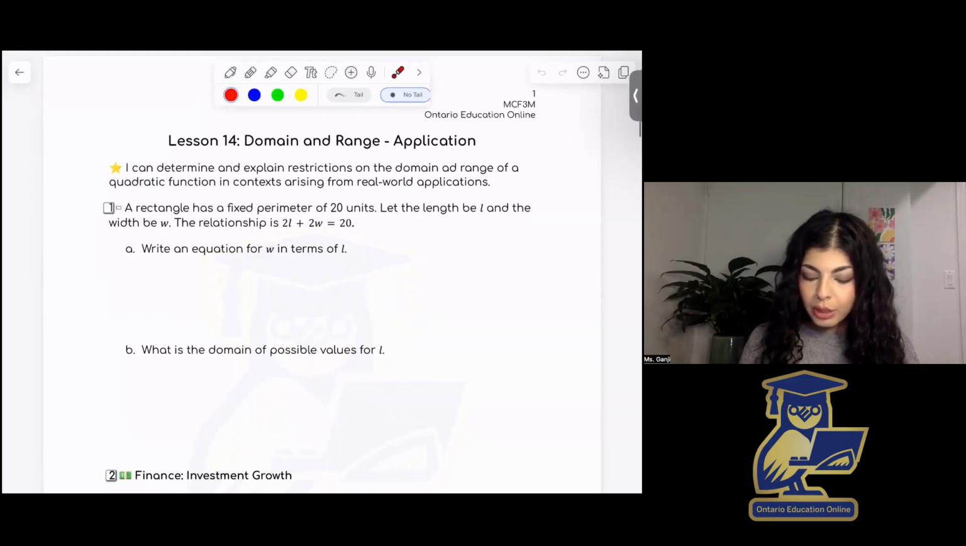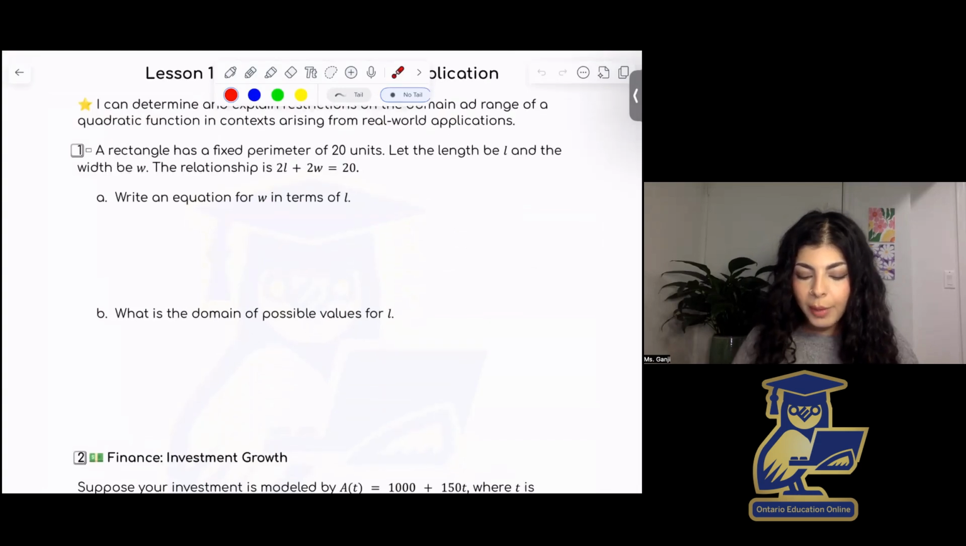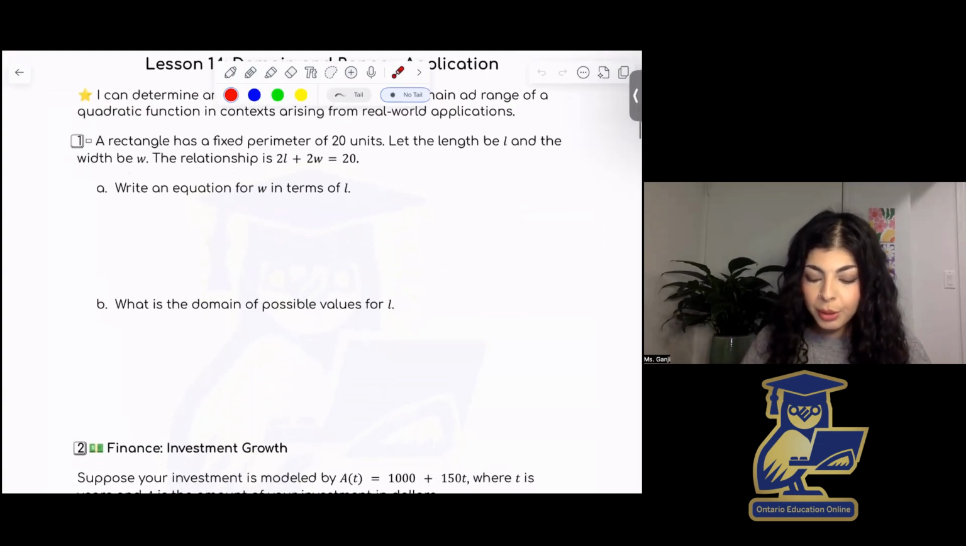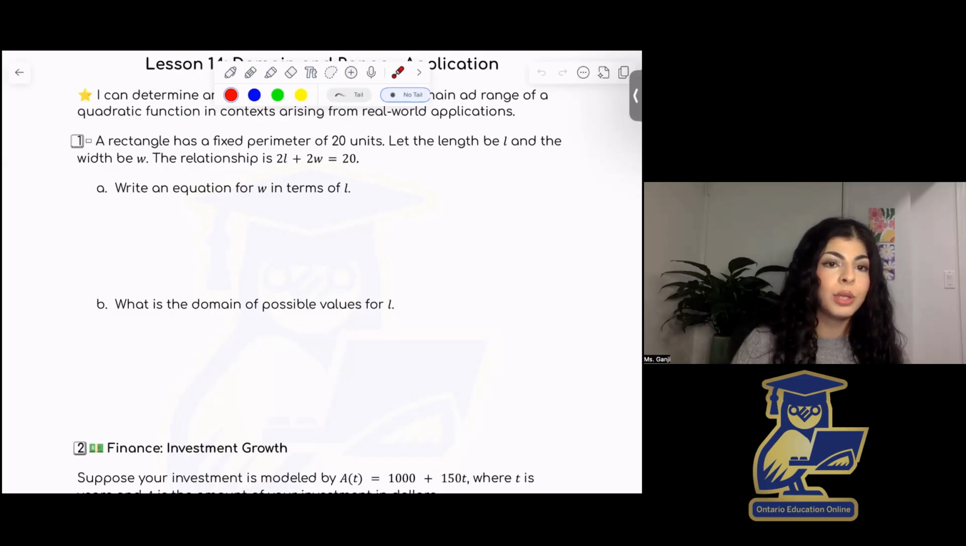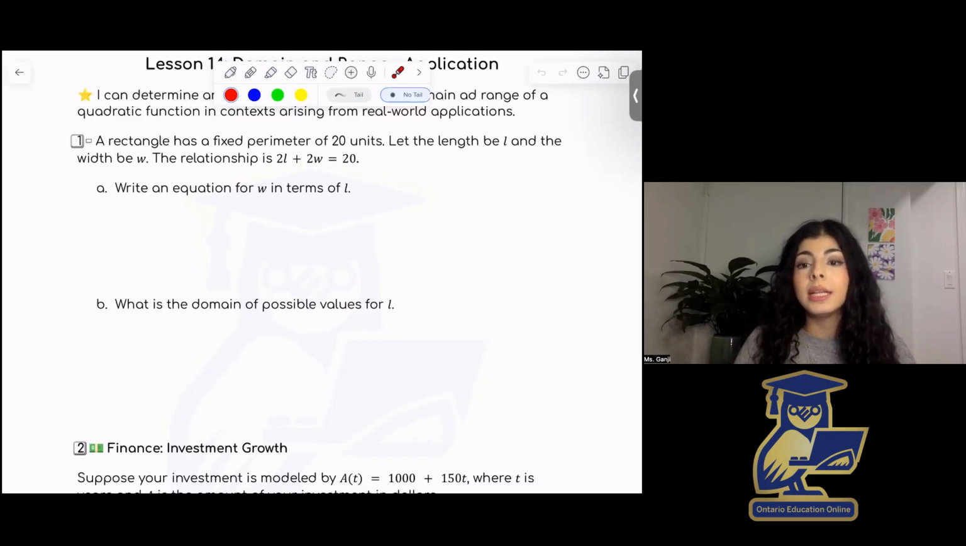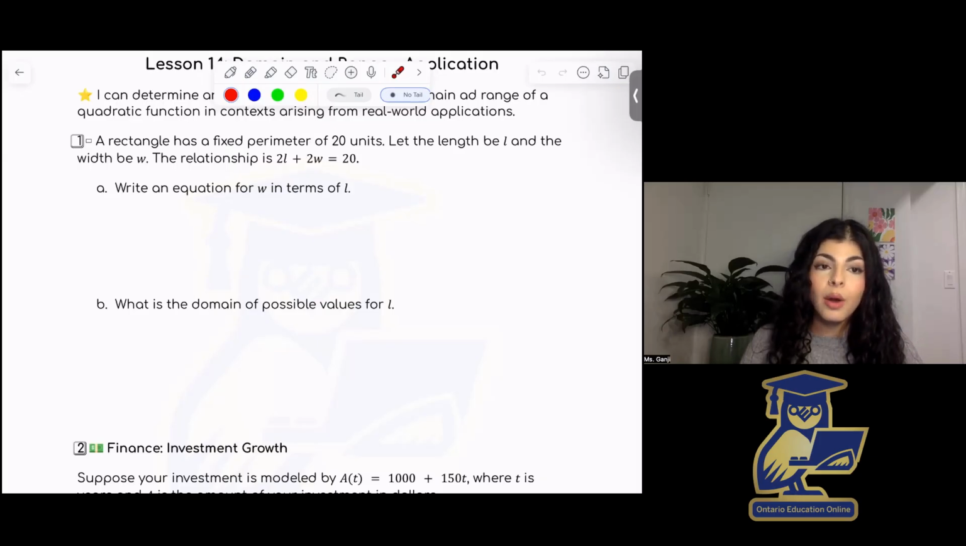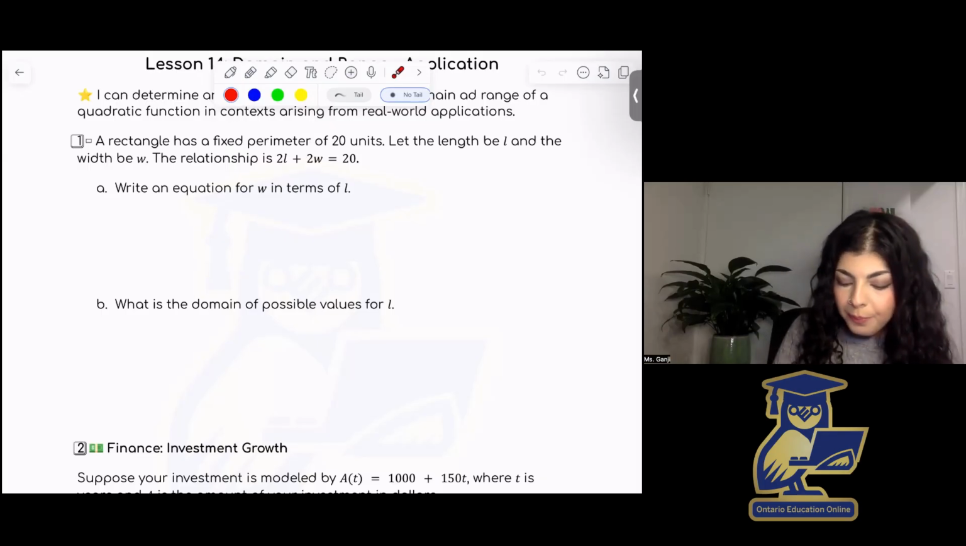So starting with our first example, we are told that a rectangle has a fixed perimeter of 20 units. Let the length be L and the width be W. So our variables are defined for us, and of course we know the perimeter of a rectangle is 2 times the length plus 2 times the width is equal to 20. So now, write an equation for W in terms of L.